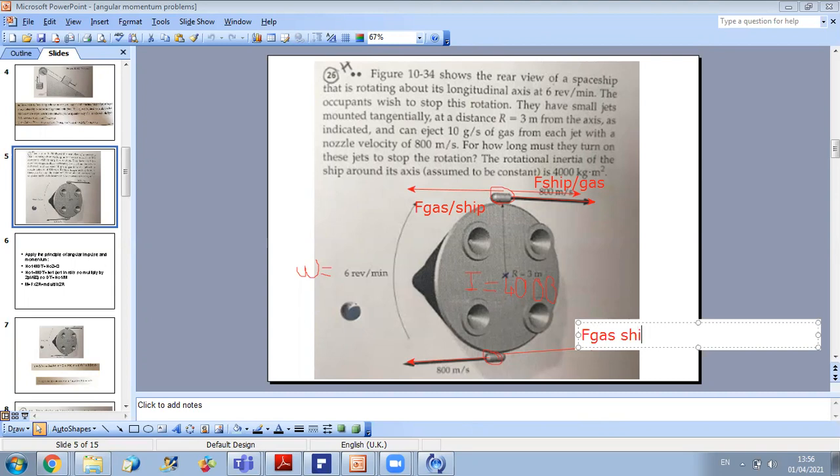So this couple that the gas exerts on the ship will tend to rotate in which direction? It will tend to rotate counterclockwise, against the rotation of the ship, so it will try to slow the ship down, okay? And the question is how much time we should operate the jets in order to stop our system. Okay, this is the question.